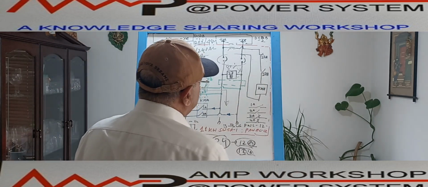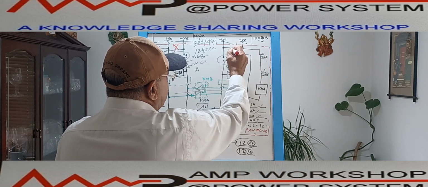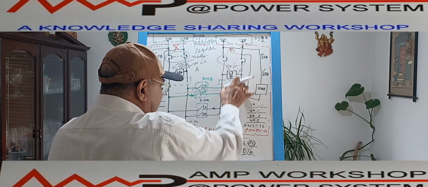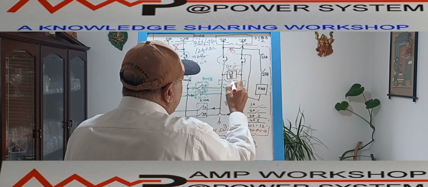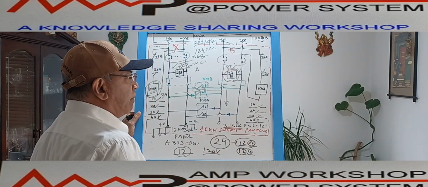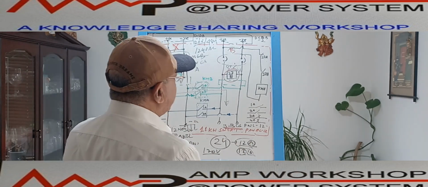Now come to here, what is happening? This source B is now healthy. So B healthy means this is supplying power, and this remains energized, right? And it is supplying power to its own B bus panel, 12 number panels. And at the same time, what is happening?